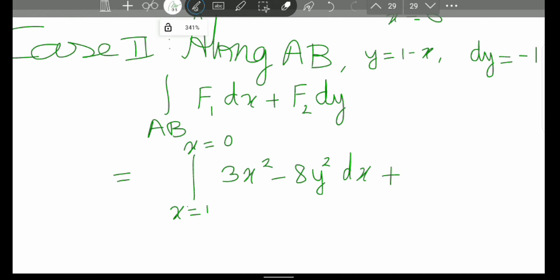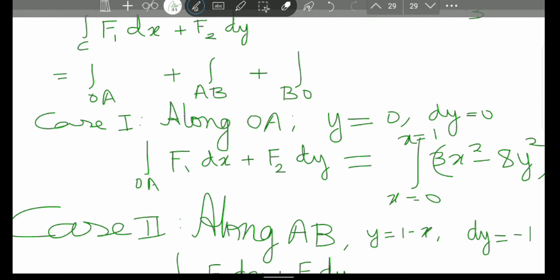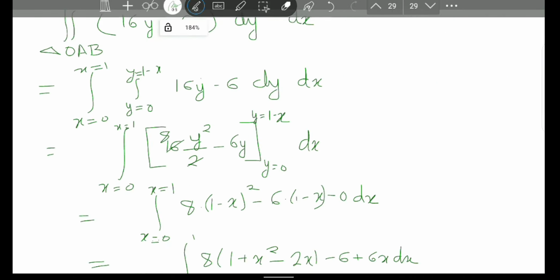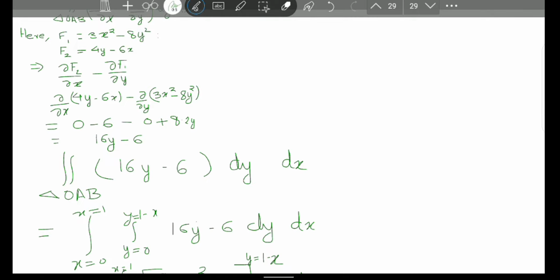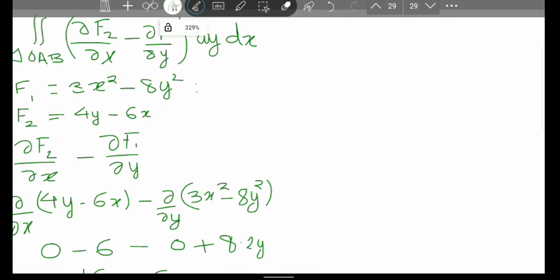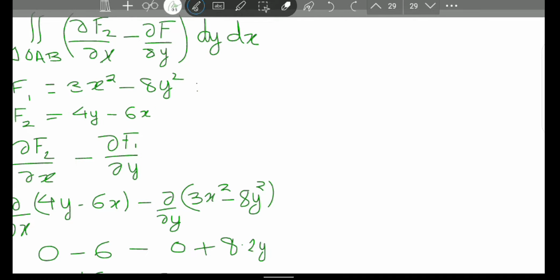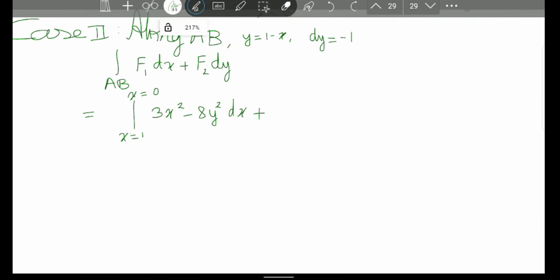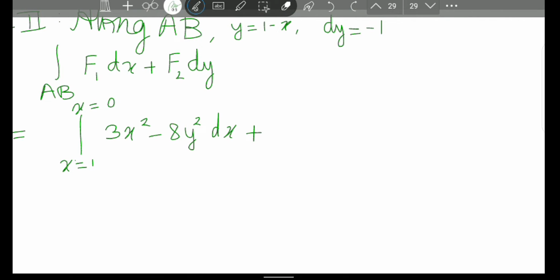Plus f2 dy. What is f2? Where do we have f2? Let's recall. f2 equal to 4y minus 6x. f2 is 4y minus 6x. We are evaluating with respect to y, but dy equal to minus 1 here.